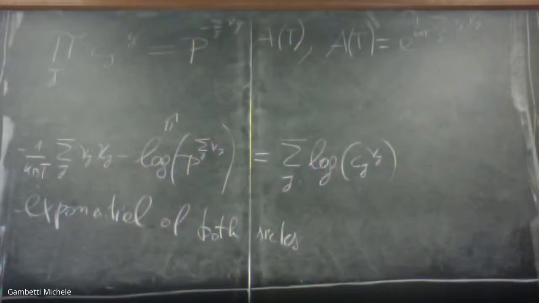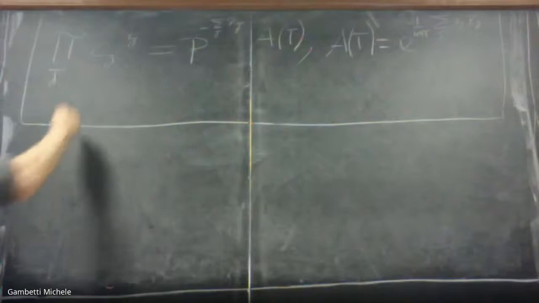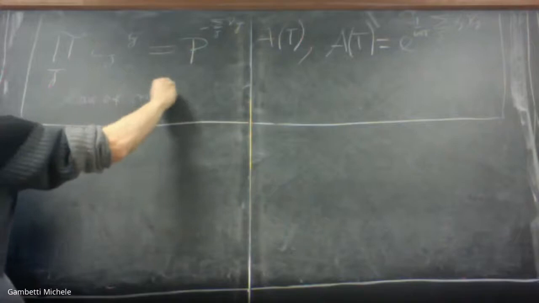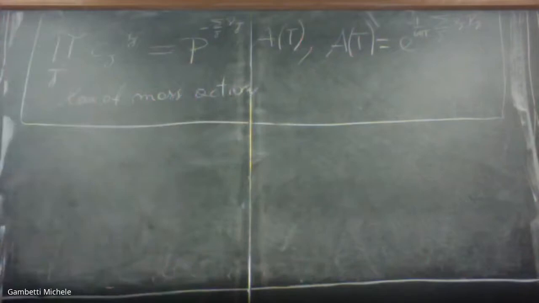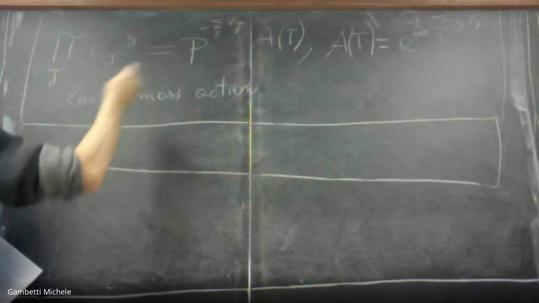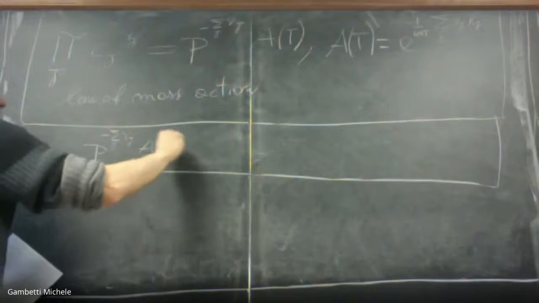Okay. So now the equation that we have there is indeed an equation that chemists like a lot, which is called the law of mass action. And the quantity p to the power of minus the sum of nu j, the second part of this equation, times A of T, is called the equilibrium constant or reaction constant.